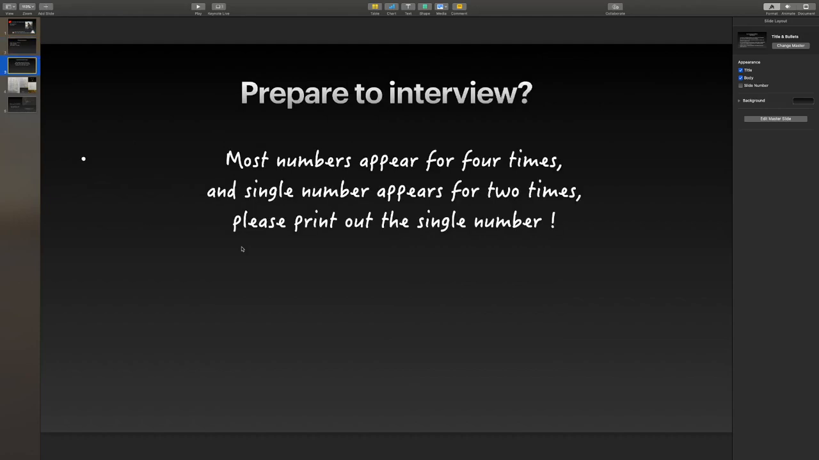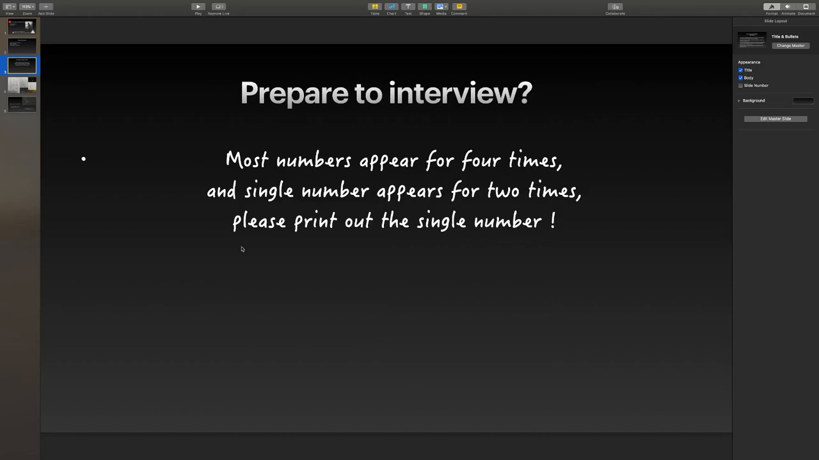Okay, so do you really understand this solution? And are you prepared to use this algorithm in an interview to impress the interviewer? So here I extend the same problem. With most numbers appearing 4 times and the single number appearing 2 times, please print out the single number.